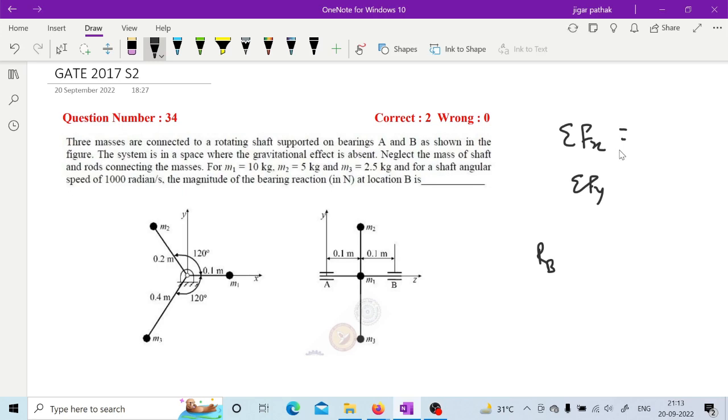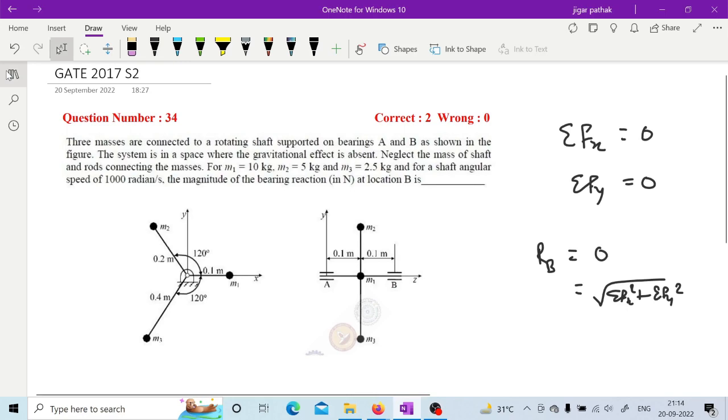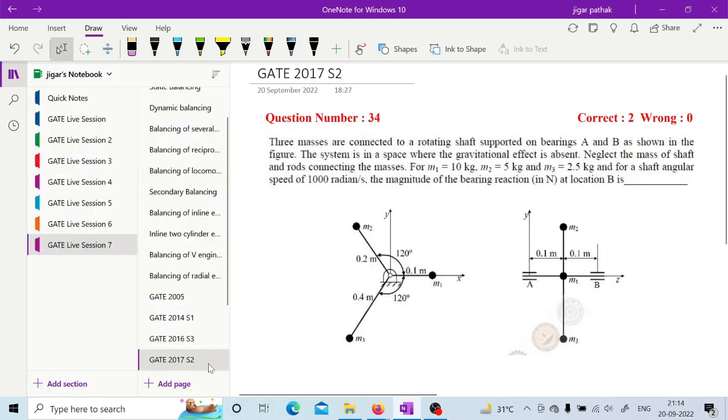Sir, will it be zero for both cases? Yes, it is coming 0 for both cases when you go for sigma MR omega square cos theta and sigma MR omega square sin theta, it is coming 0. So RB will also be 0, because RB is nothing but the square root of sigma Fx squared plus sigma Fy squared. Oh yes, sir. So this way you will find it 0 only.